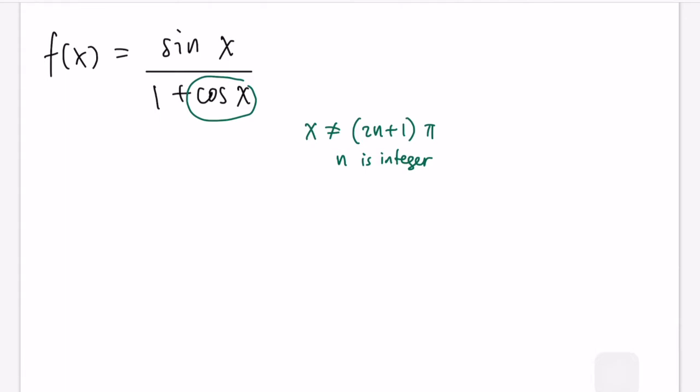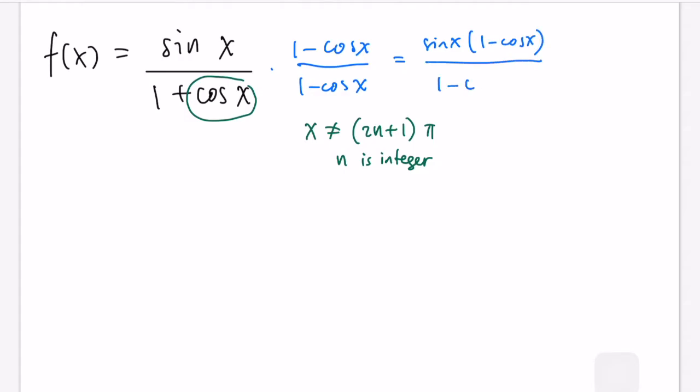Okay, we can also write this form in terms of rationalizations. So we can multiply with this. So this will be equal to sine x times 1 minus cos x, and this will be 1 minus cosine squared x. So it will be sine x, and this will be another form that we can write.